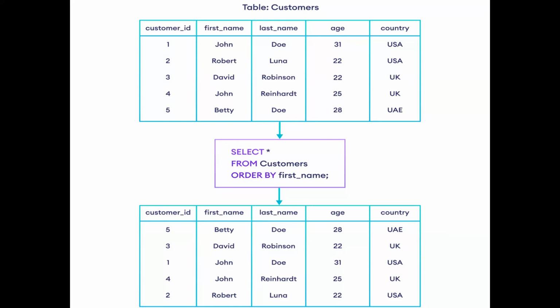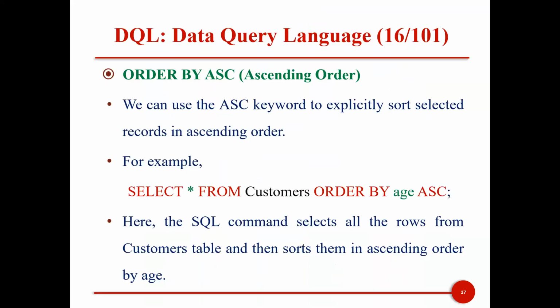Now you'll see that for the first names, we have two Johns, John Doe and John Reinhardt. Between John Doe and John Reinhardt, which one comes first? It is automatically John Doe. D comes before R. That's why you see it displayed that way. Then that is what you call the order by. Order by in ascending order.